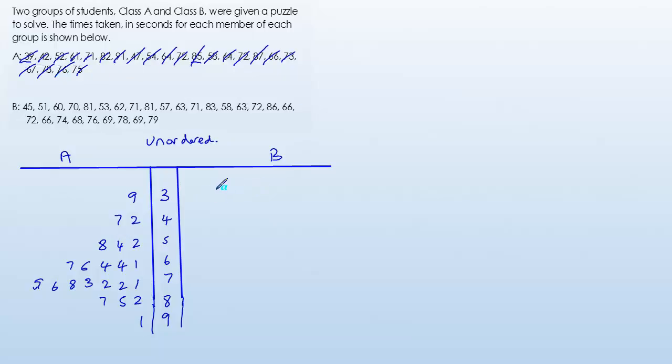Then do the same for B over here. So what have we got? We've got 45, 51, 60, 70, 81, 53, 62, 71, 81, 57. I put that in the wrong place. I put that by 47. You've got to be careful with these things.